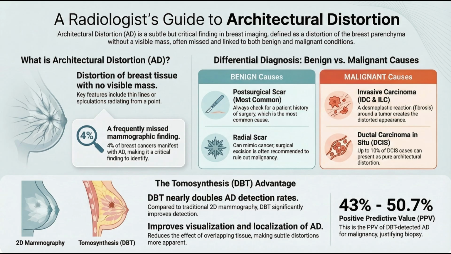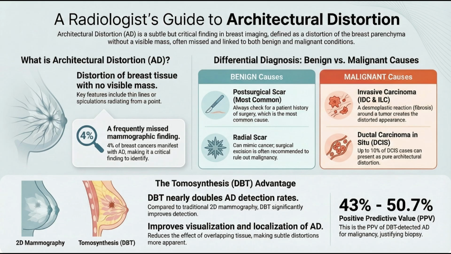And finally, what about DCIS? Up to 10% of ductal carcinoma in situ, or DCIS, can present as pure AD. While we often think of DCIS with suspicious microcalcifications, the distortion itself comes from interstitial sclerosis, basically a hardening around the abnormal cells, which can involve the Cooper ligaments and cause that architectural change.